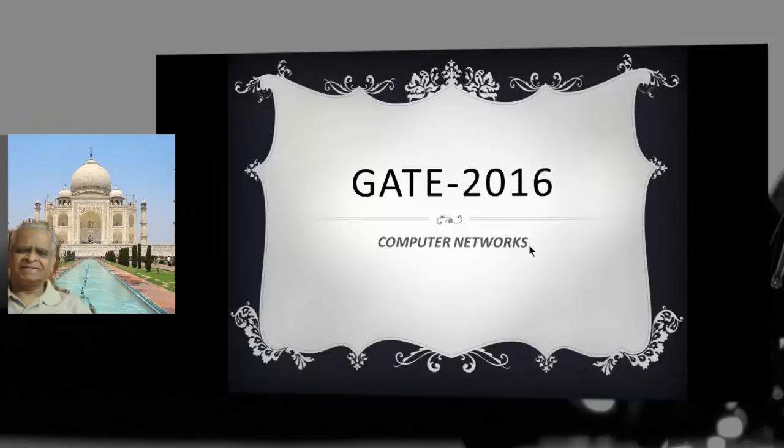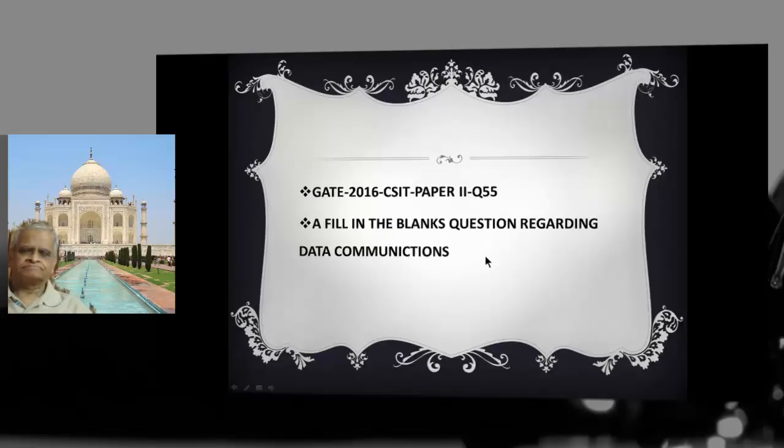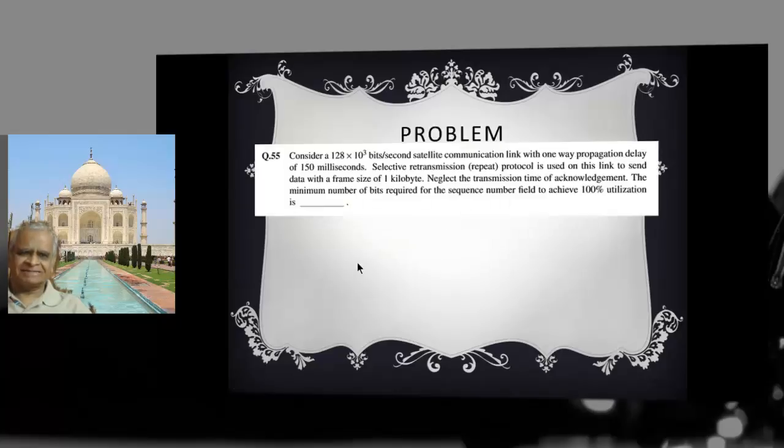GATE is a competitive examination taken by millions of students every year in India. Based on the February 2016 question paper in the Computer Science Information Technology branch, it's a problem in computer networks. Here is a question: GATE 2016 Computer Science Information Technology, paper 2, question 55. It's a fill in the blanks question on digital communications.